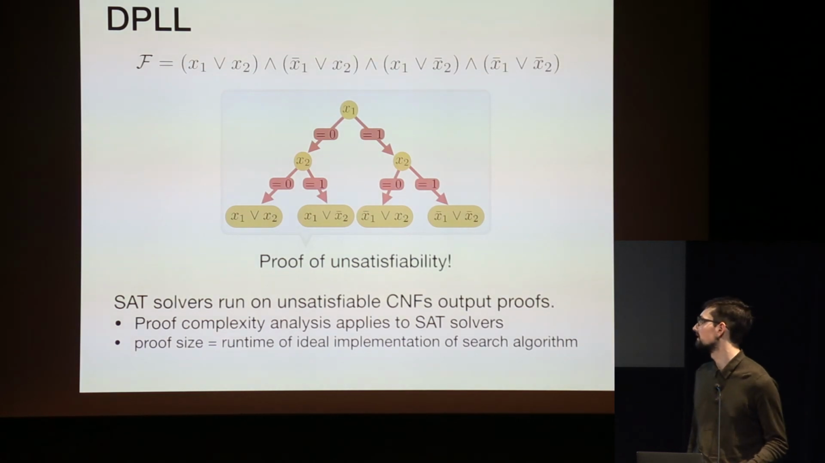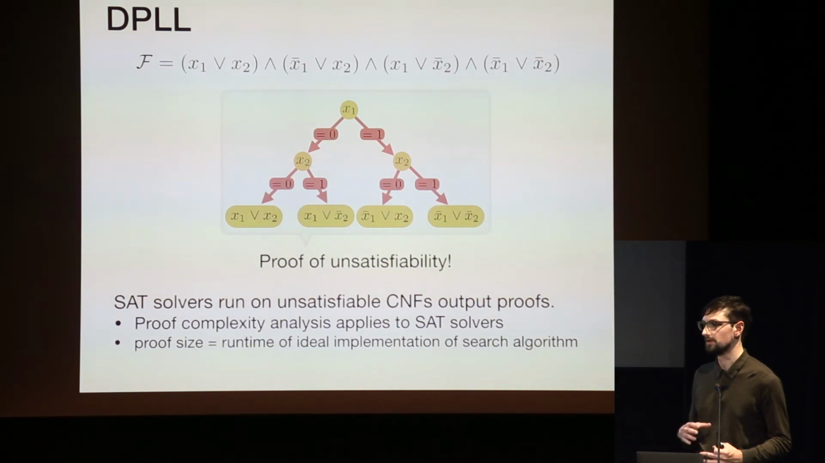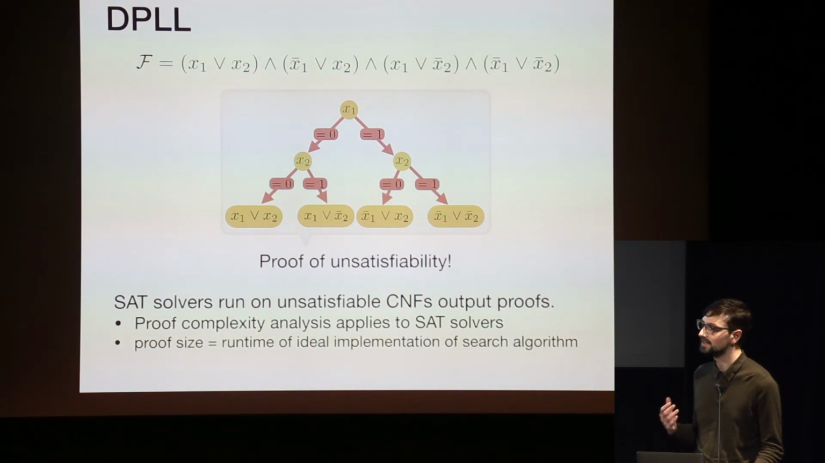For certain SAT algorithms employing certain types of reasoning, the proofs produced by these SAT algorithms can be captured by formal proof systems. And so analysis from proof complexity can be carried over to these SAT solvers. In this case, the length of proofs in these proof systems captures the runtime of an ideal implementation of the search algorithm.